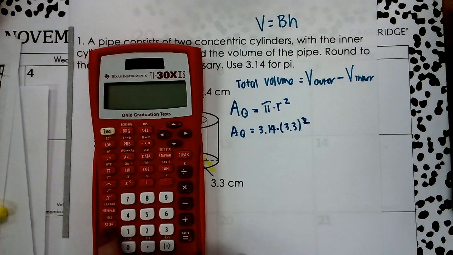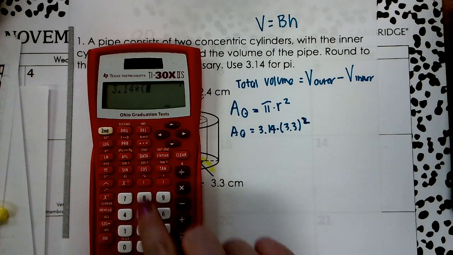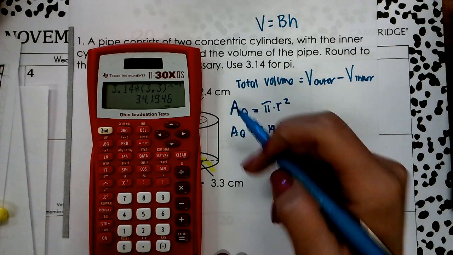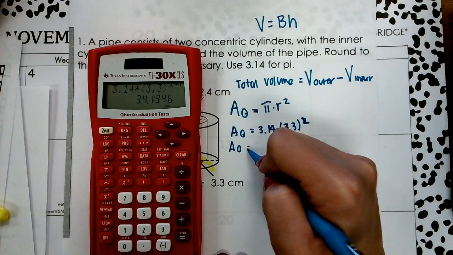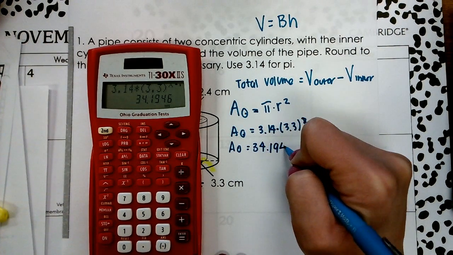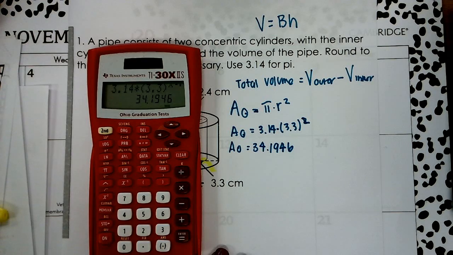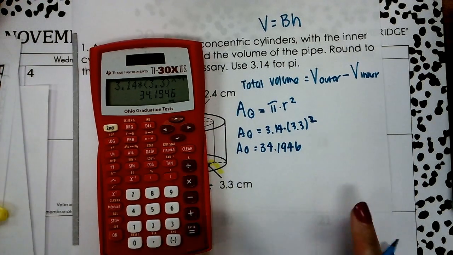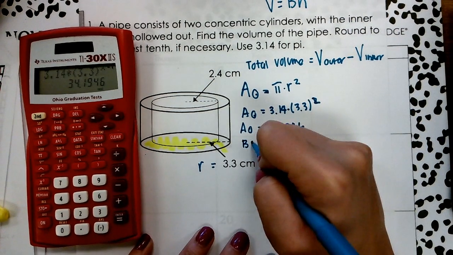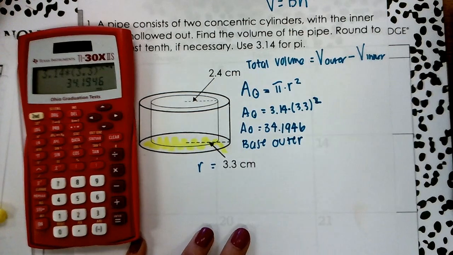So we're going to take our calculator and we're going to figure out what that area is. 3.14 times 3.3 squared. We do that, we get that the area of the circle is equal to 34.1946. Again, we don't want to round as we go, we want to round at the end. So we're not doing any rounding yet. So this is the base of the outer cylinder.